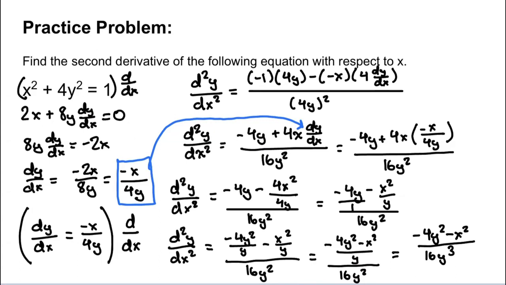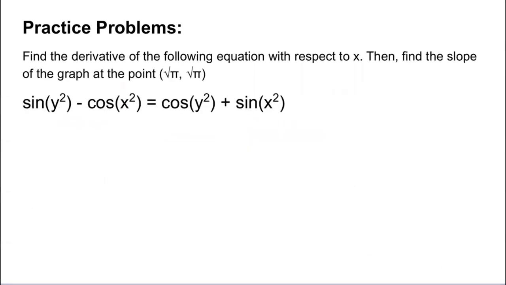So now for our final practice problem, we're going to find the derivative of the following equation with respect to x, the first derivative, and then we're going to find the slope of the graph at the specified coordinate point. So a derivative is an instantaneous rate of change. So this is how we bridge the gap between our written derivative work here and how to express it on a graph.